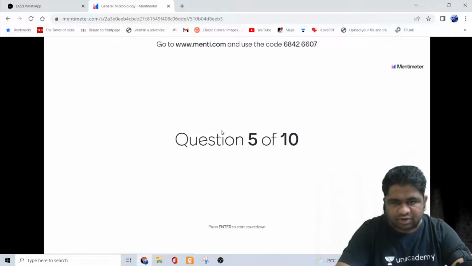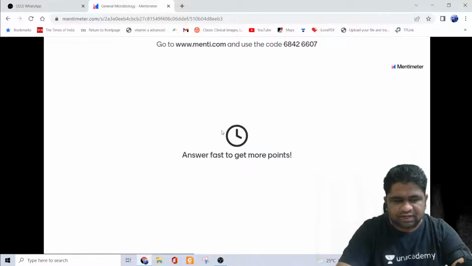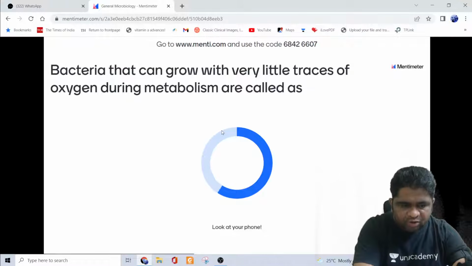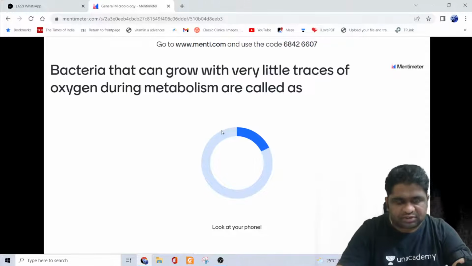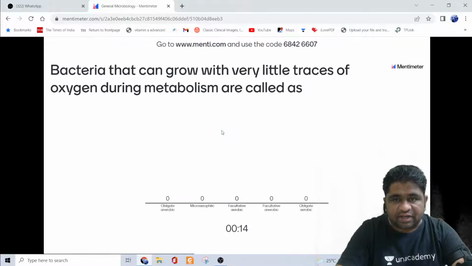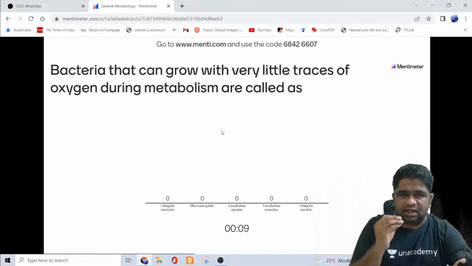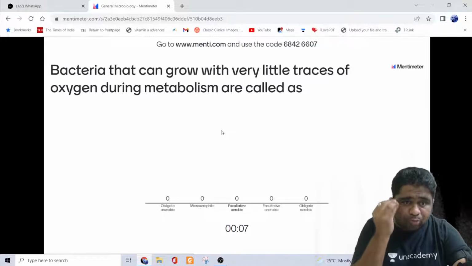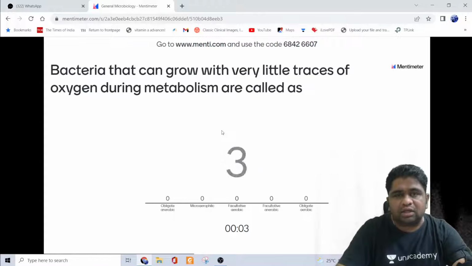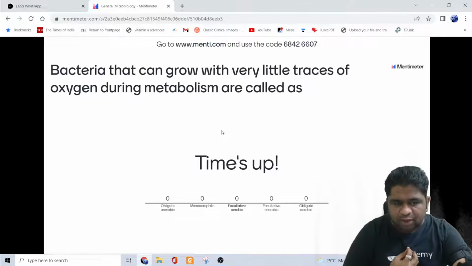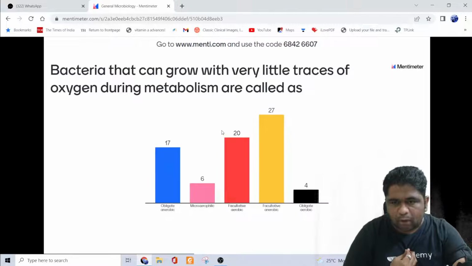Let's go for question number 5. Answer fast to get more points. Whoever gave peritrichate flagella, please be proud of yourself. Bacteria that can grow with very little traces of oxygen during metabolism are called what? Are they obligate aerobic, microaerophilic, facultative aerobic, or facultative anaerobic?